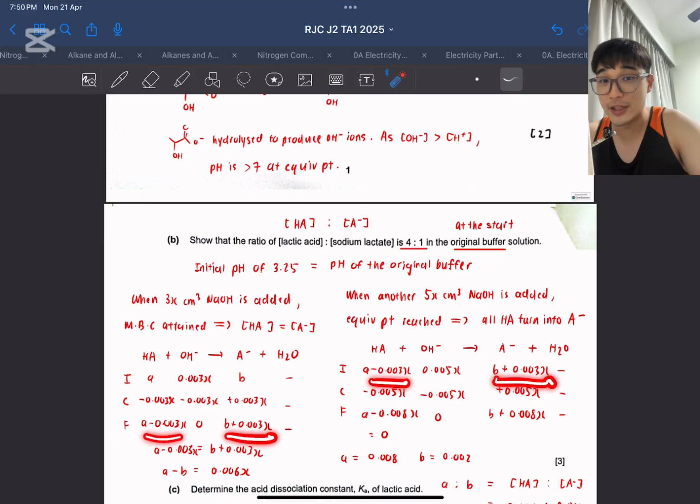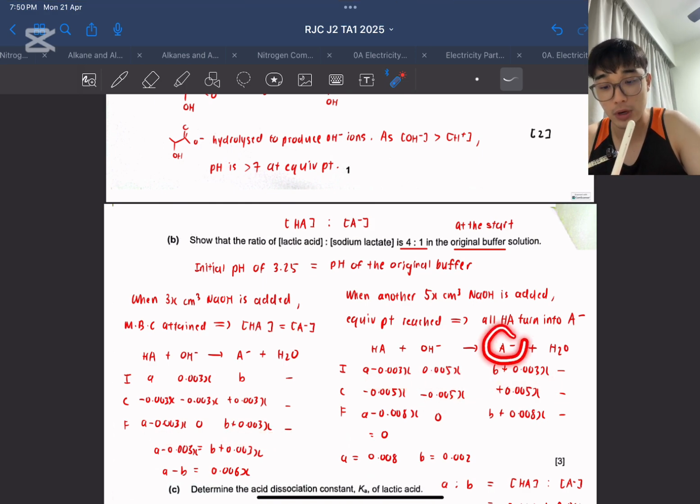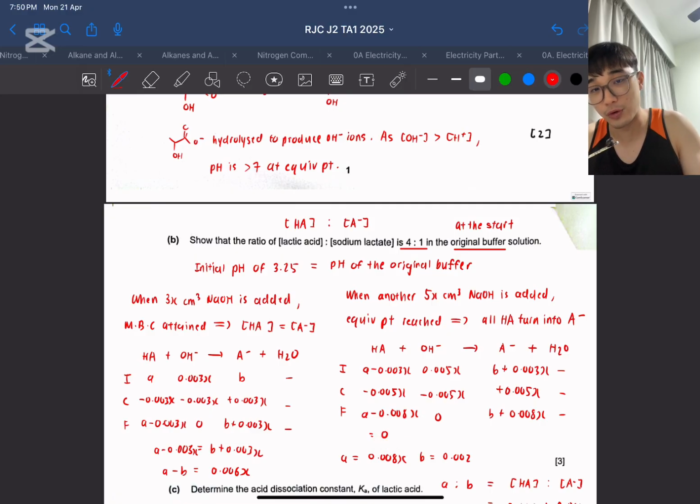So when another 0.005x of NaOH is added, this will definitely minus off, because at the equivalence point, I only have A minus. So this has to be 0. I'm going to minus this value as well, to give you this. And I'm going to plus it on the other side, to give me this. Remember, at the equivalence point, there's no more HA. That means this is equal to 0. So I can use this to find the value of A. A is basically 0.008x.